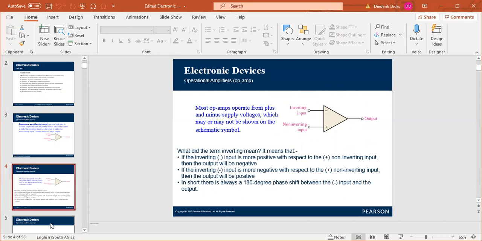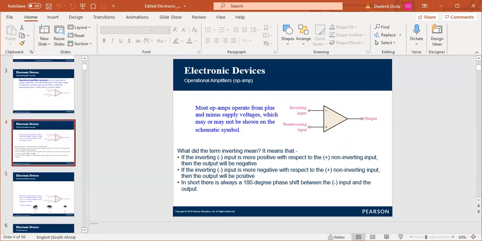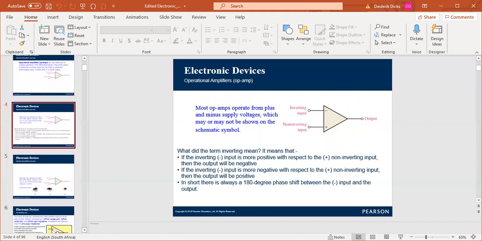The op-amp's basic operation can be summarized as follows. If the inverting input is more positive with respect to the non-inverting input, then the output will be negative. If the inverting input is more negative with respect to the non-inverting input, then the output will be positive. In short, there is always a 180 degree phase shift between the negative input and the output.